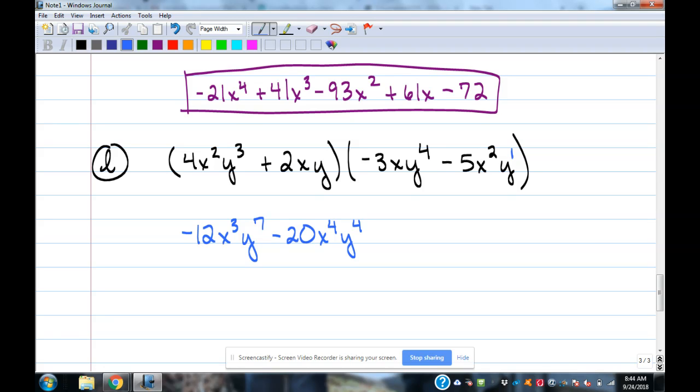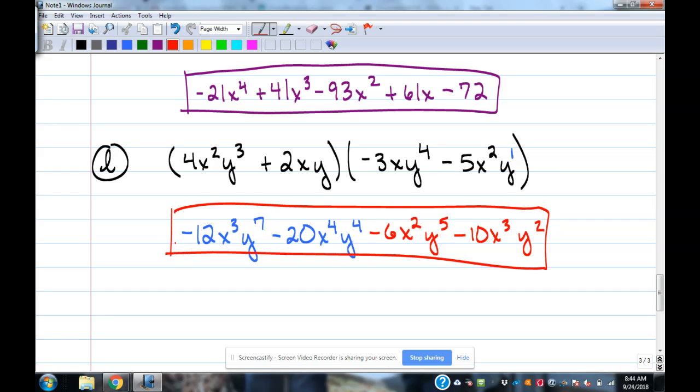Let's multiply the 2xy out. 2xy times negative 3xy to the fourth. Okay. And then 2 times negative 5. Are there any like terms? We've got x cubed y to the seventh. There's nobody else like that. 4, 4, nobody's 4, 4. 2, 5, nobody else is 2, 5. Nobody else is 3, 2. No like terms.